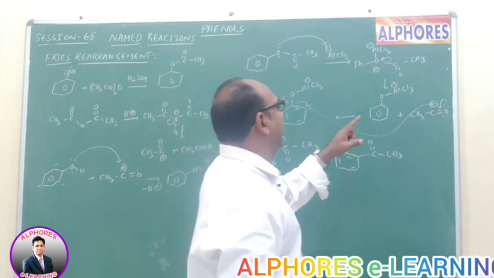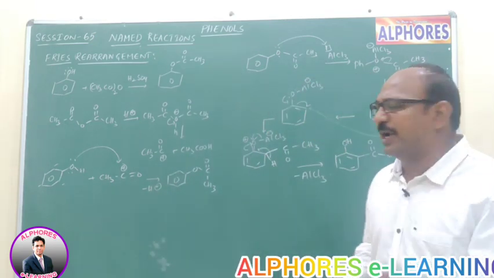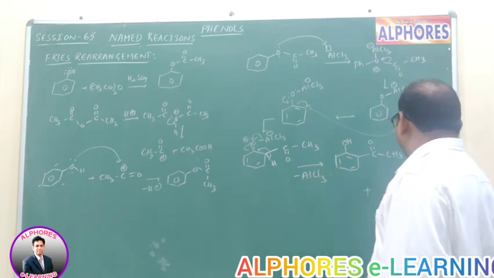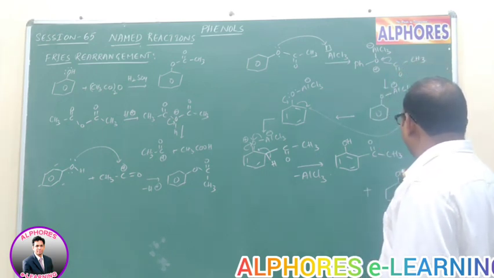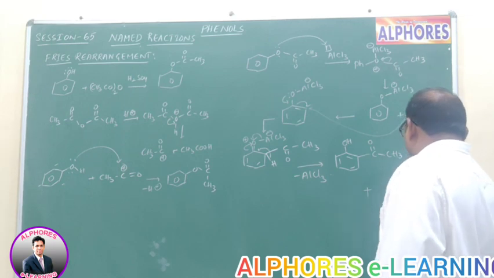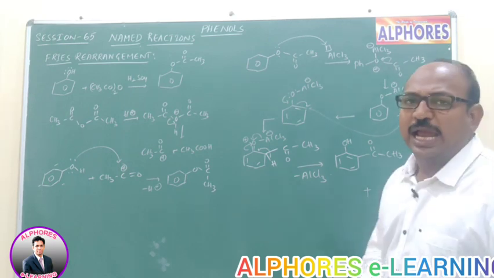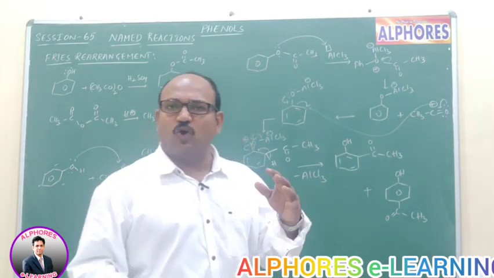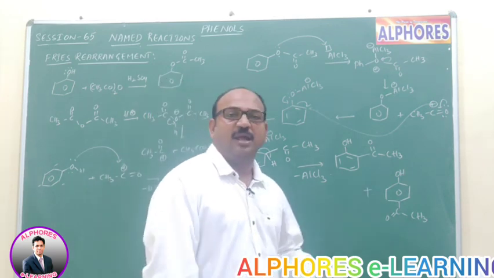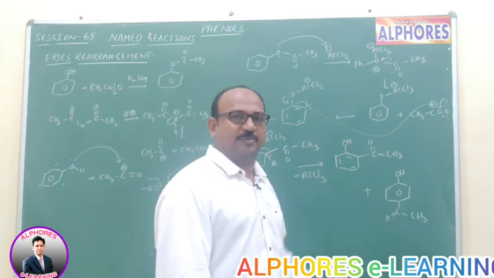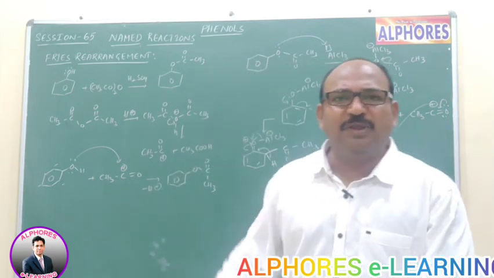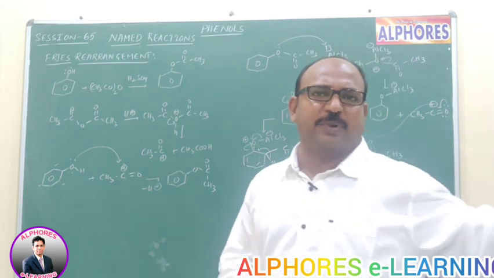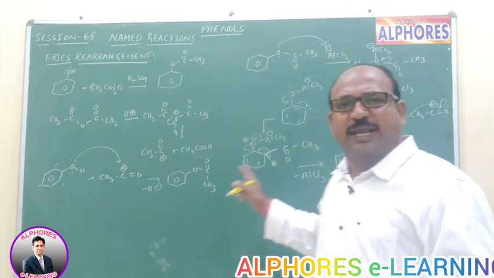Similarly, if the same acylium carbocation attacks the para position of phenol, then in such a case we get the para product, OH and C double bond O-CH3. At low temperature, the para product is major. At high temperature, the ortho product is major. Why, sir? In the previous session also we discussed that. So at low temperature one product, at high temperature another product, and compared to that we are getting a reverse phenomenon.